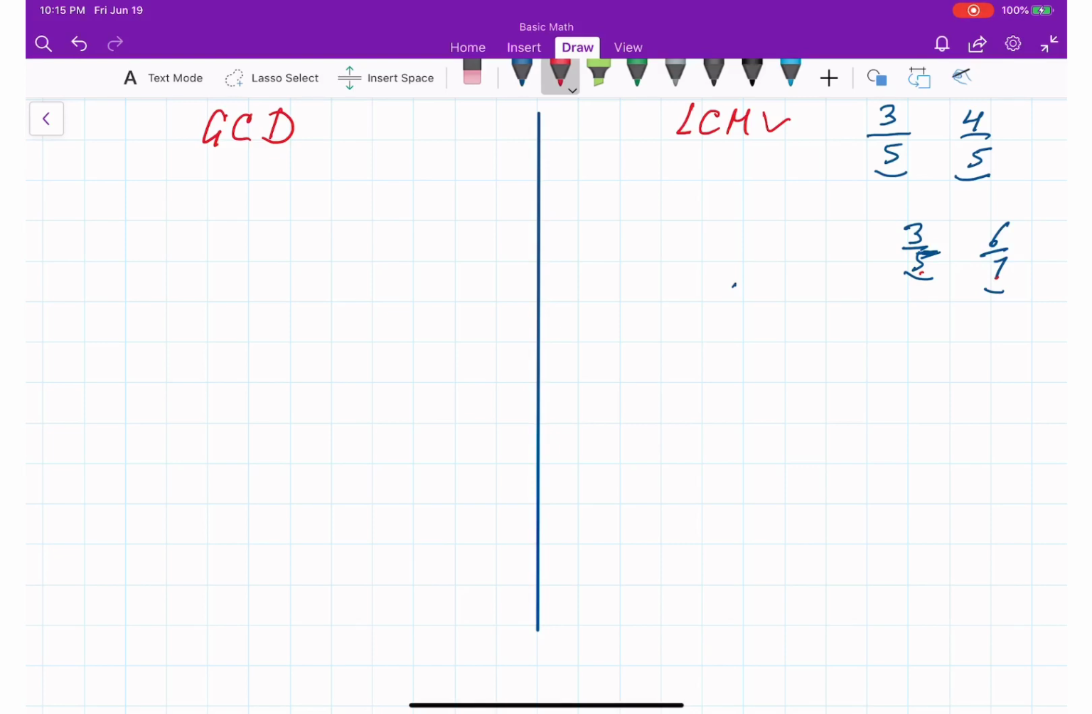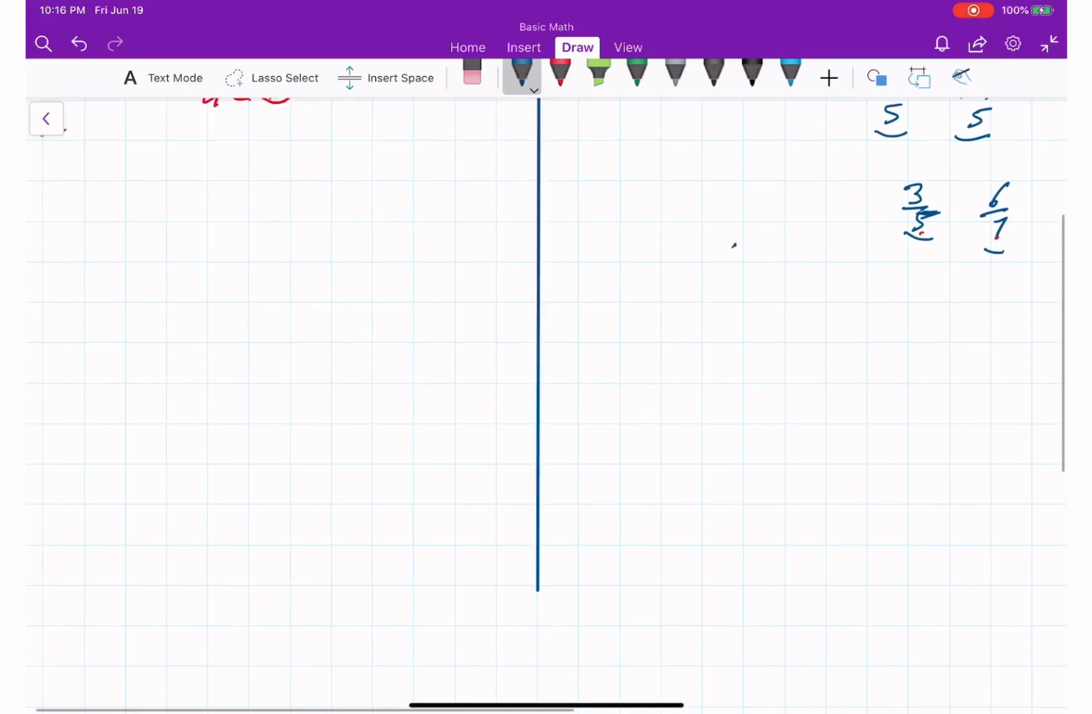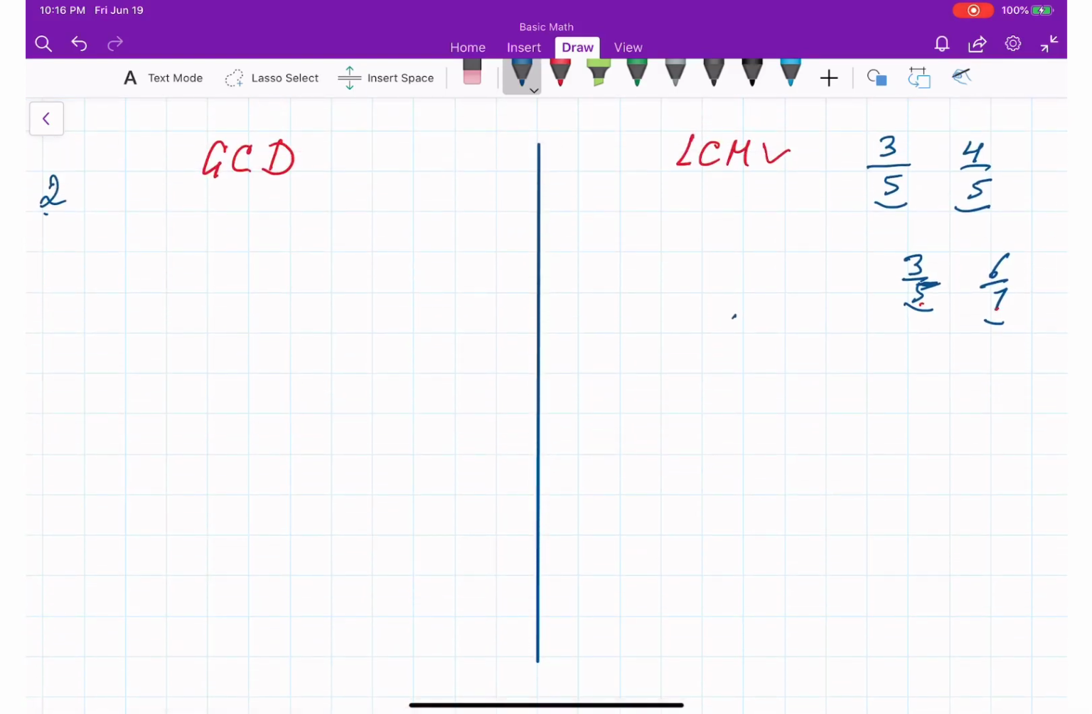Okay? Now, in the case of GCD, greatest common divisor, we use it when we simplify fractions. For example, if I have 2 over 4 fraction, I can simplify to 1/2. If I have 6 over 9 fraction, I can simplify to 2 over 3. Well, let's learn how we simplify based on GCD, greatest common divisor principle.